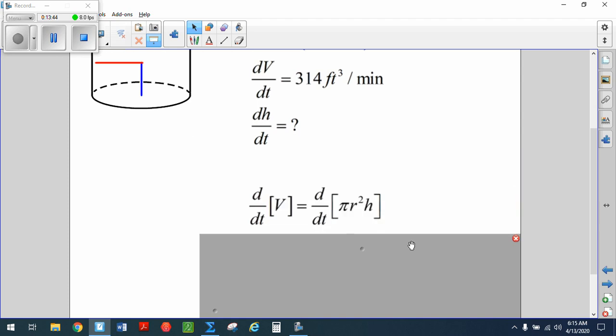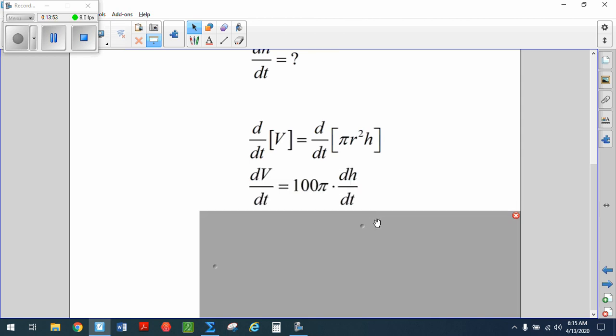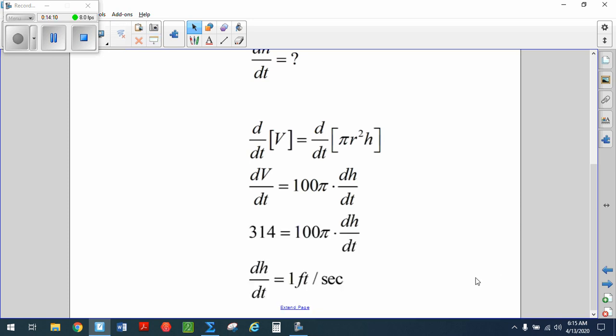Take the derivative of both sides of that equation. Remember that r is a constant, so pi r squared h, the derivative of that is just going to be pi r squared. r squared is 100, because r is 10, so pi r squared is really 100 pi times h. So chain rule though, because h is an implicit function, so there's a dh/dt, and I can plug in my numbers and work that out.